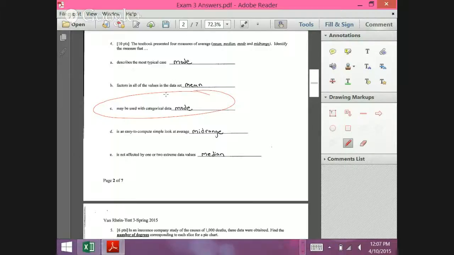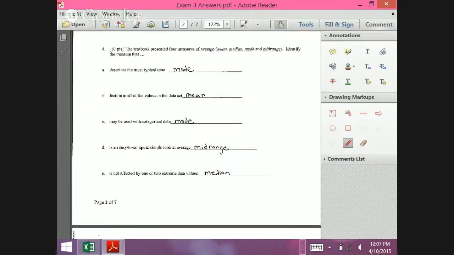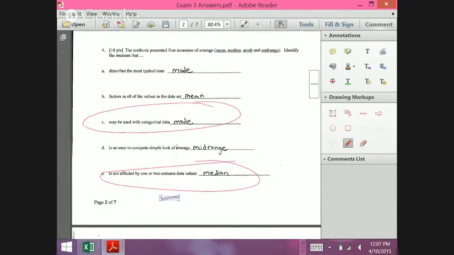Another thing students missed the most was E. A lot of you put mode, not affected by one or two extreme values. It would be median, because median's in the middle. So if you have one or two extreme values on the ends, it's not going to affect the median. Mode could be affected if it was bimodal, if they had more than one mode, it could change the mode. But other than that, pretty straightforward on that page.